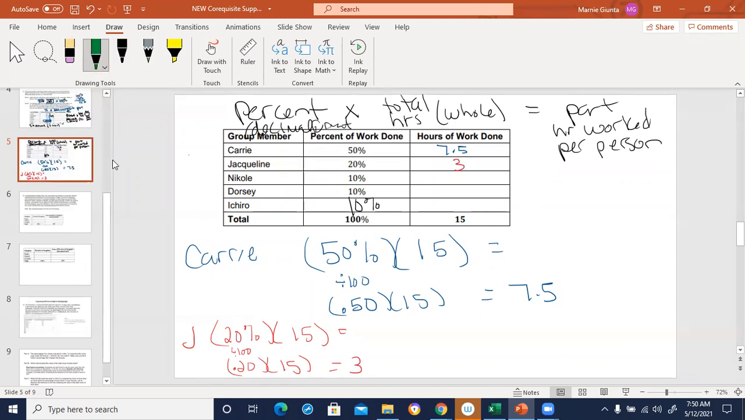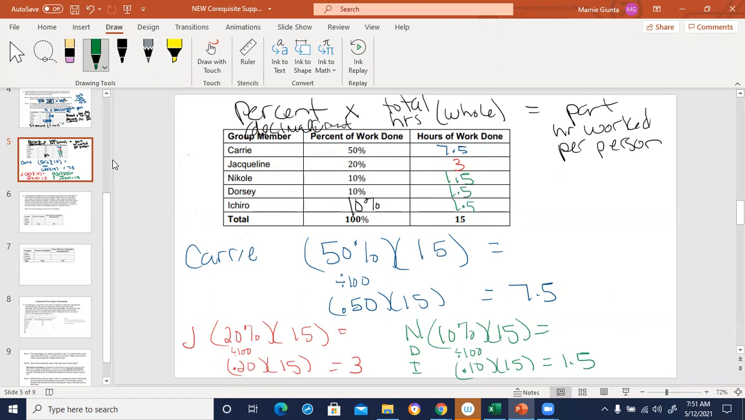Then we've got Nicole. Nicole, Dorsey, and Ichiro all have 10%. So what I calculate for one, we could say this is also Dorsey and also Ichiro, because they're all 10%. You're going to do 10% times 15 equals some number. You take that 10% and divide it by 100 to put it in decimal format. So you get 0.10 times 15, and that equals 1.5. Each one of them has 10%, so these are all 1.5.